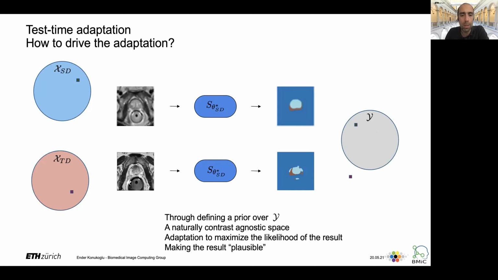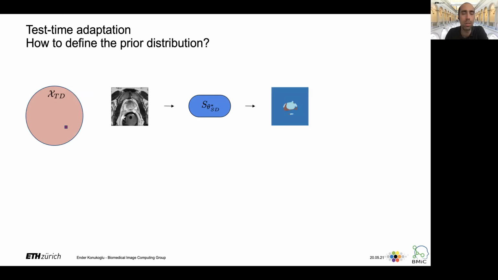First of all, we want to drive the adaptation such that we push the segmentation results into the plausible set. So again, we will adapt this network, push it into the set, making, in theory, the segmentation result more plausible. So how do we actually do it? We define a prior distribution through what's called the helper network. For that, we use a denoising autoencoder.